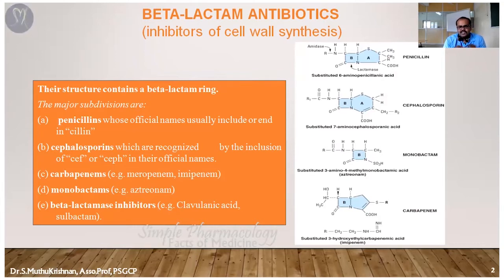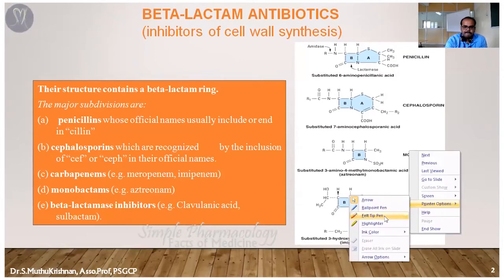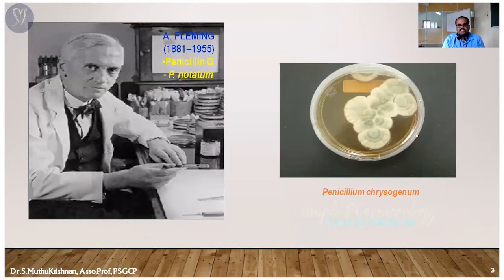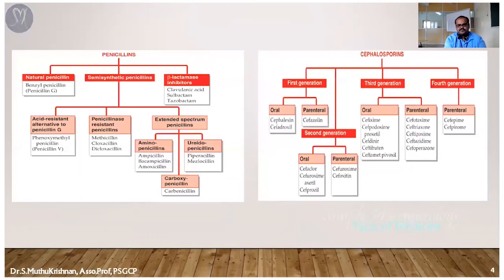In that category, the two important drugs are penicillins and cephalosporins. Apart from that, two other categories are also there, that is monobactam antibiotics and carbapenem antibiotics. I hope you know this entire story: what is penicillin, where it is found, when it was found, how it was found. You know all those stories, so I don't want to repeat them.